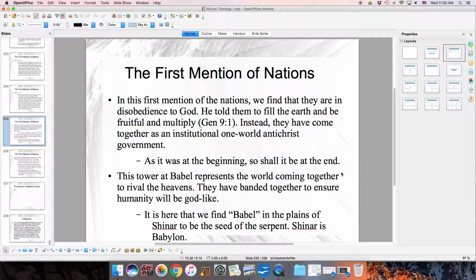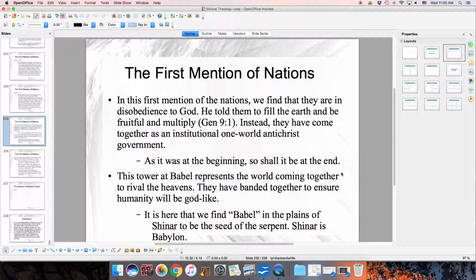This tower at Babel represents the world coming together to rival the heavens. They have banded together to ensure humanity will be godlike. It is here that we find Babel in the plains of Shinar to be the seed of the serpent. Shinar is Babylon. And the baking of bricks only goes to show the city mentality that they could not wait for them to dry in the sun. They have to bake them.